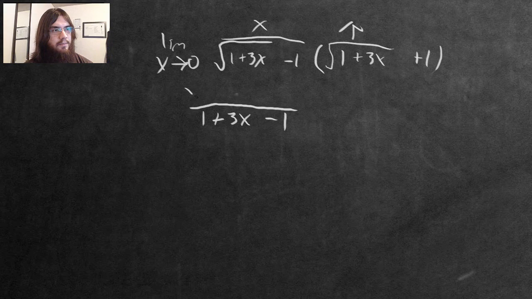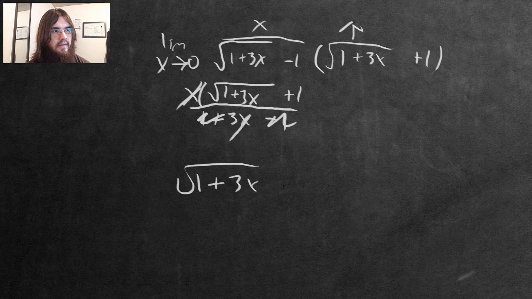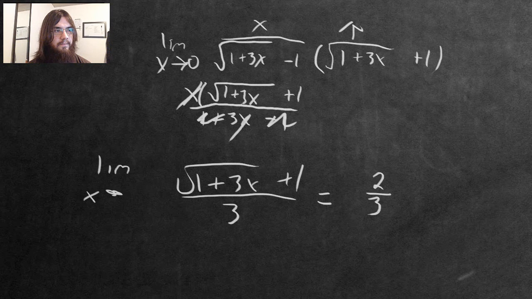Then for the top, we're going to have x multiplied by the square root of 1 add 3x, then positive 1. These two here are going to cancel out, the positive 1 and negative 1, leaving us with just an x on top and at the bottom. Those two cancel out. We're left with just the square root of 1 add 3x, then add 1, all over 3. And if we put 0 inside here, we're actually going to get a 2 for the numerator and 3 at the bottom. This is, of course, when you take the limit as x approaches 0.